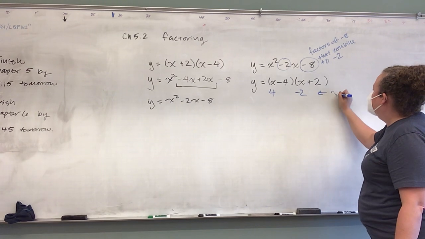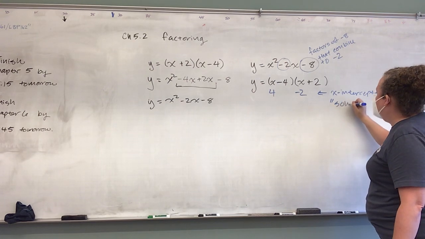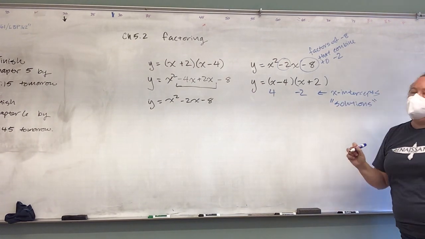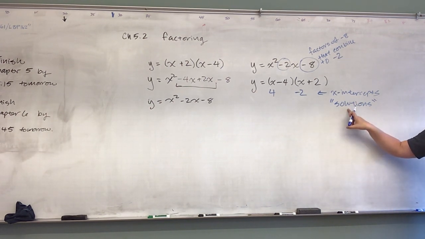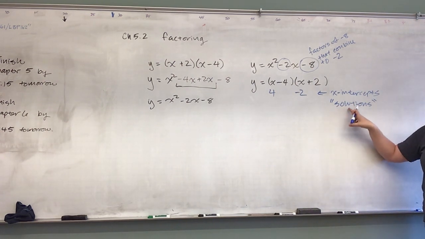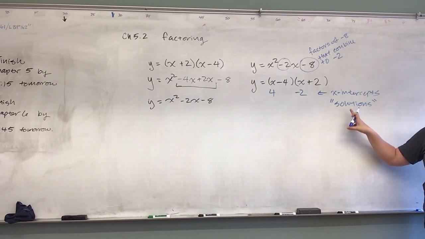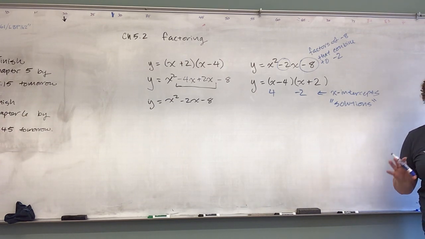These are the x-intercepts, and these are also known as the solutions. So it's important to note that these two words are synonymous in algebra. If you are asked to solve a polynomial, and again, this doesn't just apply to quadratics, this could be a cubic equation or a quartic equation, and so on and so forth. But if you are asked to solve the equation, you're looking for the x-intercepts. If you find the x-intercepts, you have found the solutions. Those are totally interchangeable as far as polynomials are concerned.